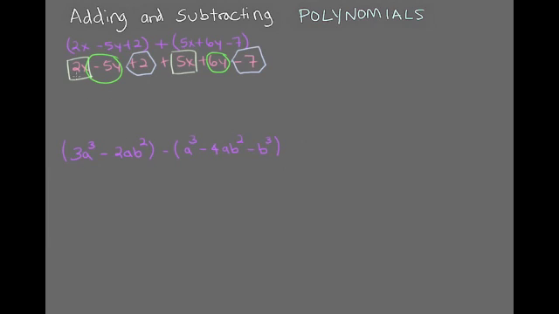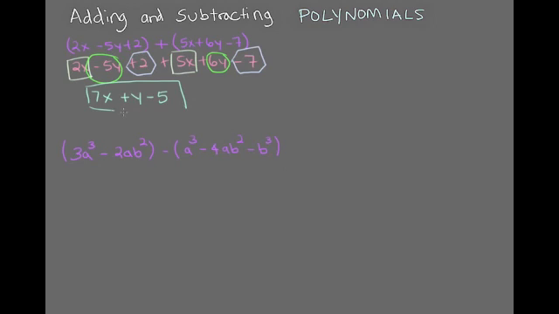So now what we can do is we can add like terms, because we can add 5x and 2x to make 7x. And we can add negative 5y and 6y to get positive 1y. So let's simplify it. So 2x and 5x is 7x. Negative 5y and 6y is 1y, or just y. So plus y. And then 2 and negative 7 make negative 5, so minus 5. And that's how you add polynomials.